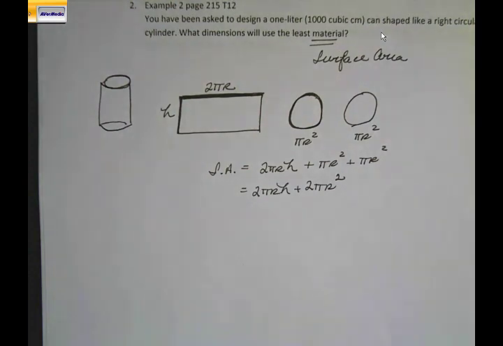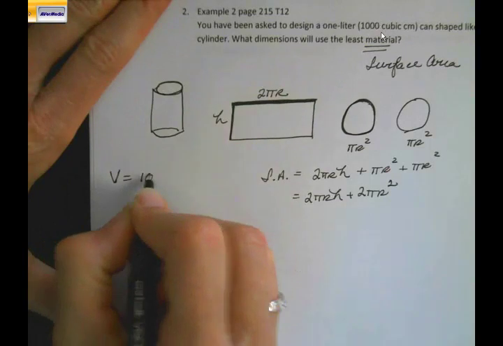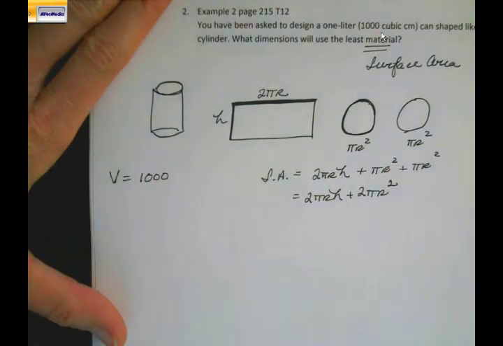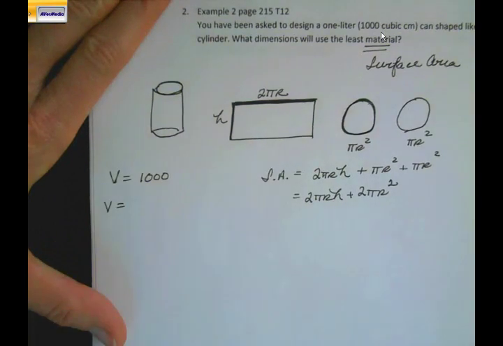You've been asked to design a 1-liter can. So you've got 1,000 cubic centimeters. That's not surface area. What is that? That's right. You're given that the volume is 1,000 cubic centimeters. Well, what is the volume of a circular cylinder?